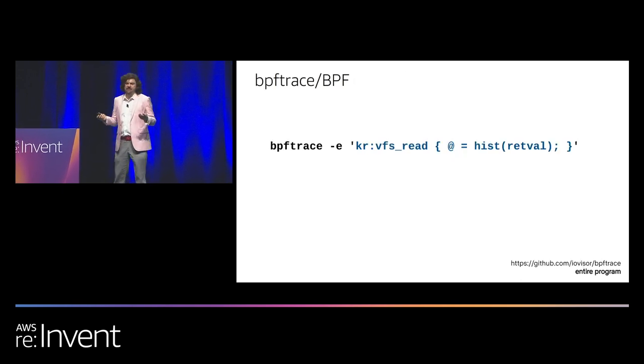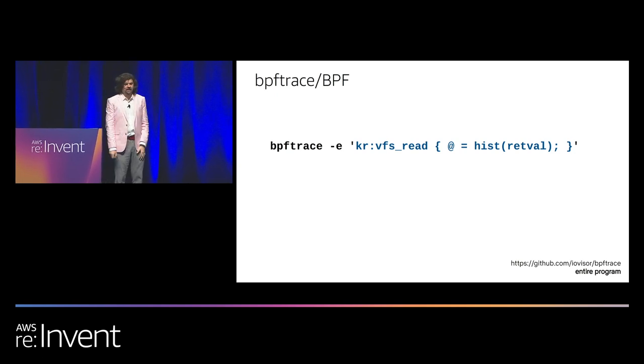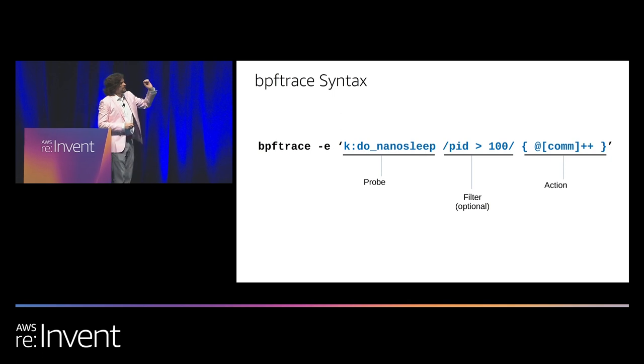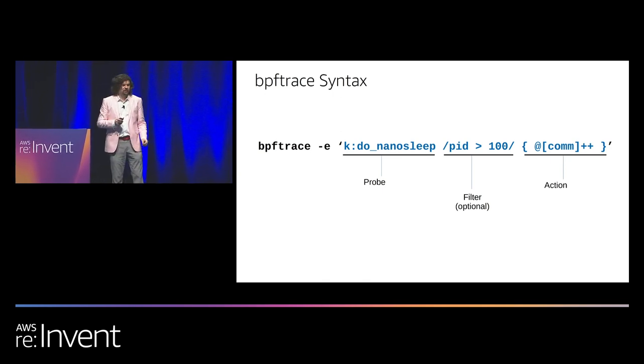If I just want text-based output, BPF trace is great for that. And it has its own language that's awk-like, and it's very simple. Here's an equivalent one-liner in BPF trace, very simple. The structure of this has the probe or instrumenting, an optional filter, and then the action when that event fires. And I ran one of these earlier at the command line for doing IWL debug, and I was doing a printf.